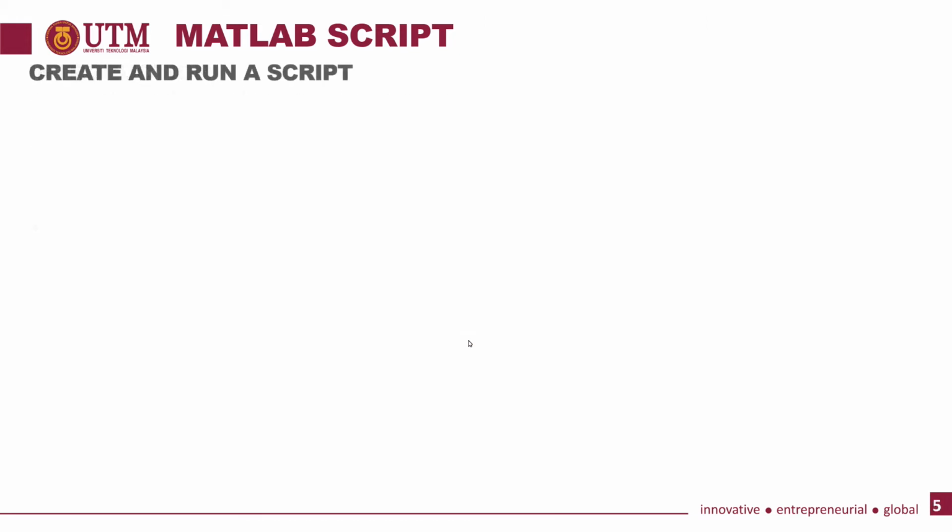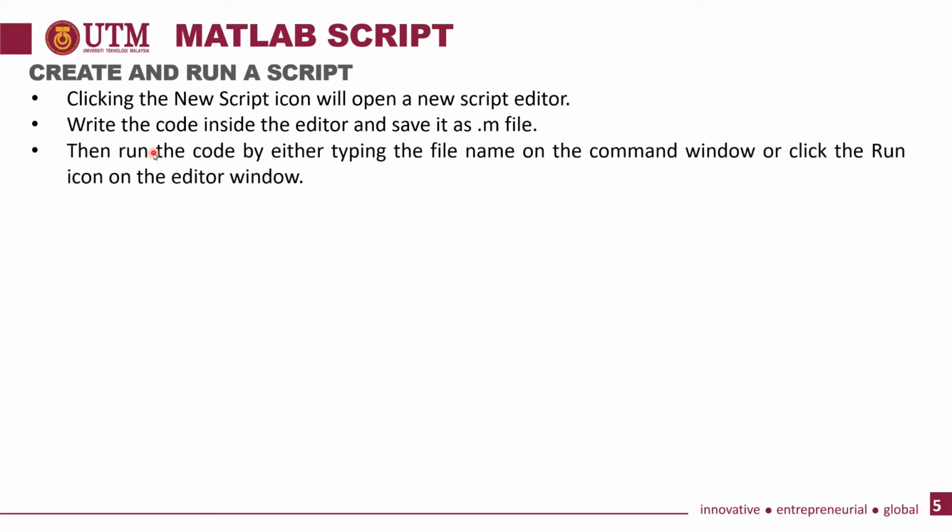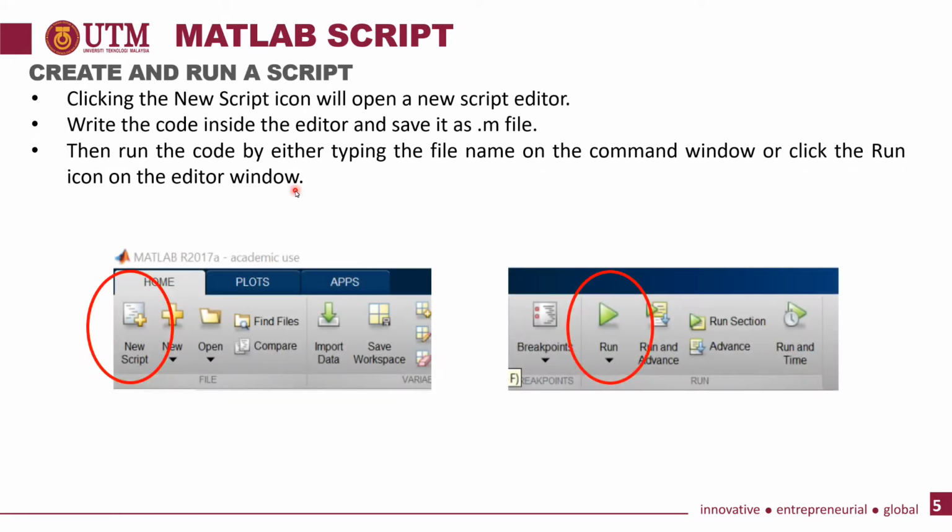Next is to create and run a script. Clicking the new script icon will open a new script editor. Write the code inside the editor and save it as a .m file. Then run the code by either typing the file name in the command window or clicking the run icon on the editor window. This is your MATLAB interface, so you can just go to Home and click New Script, and if you want to run your script, you can press Run.